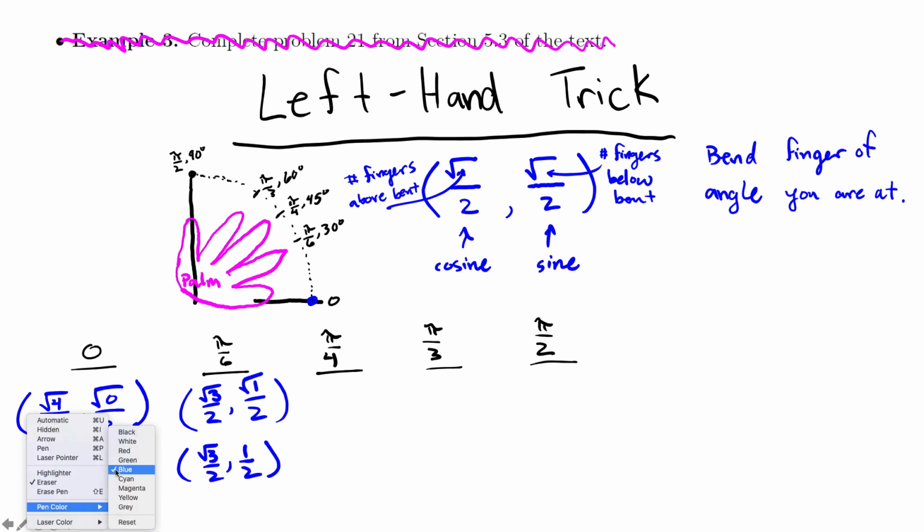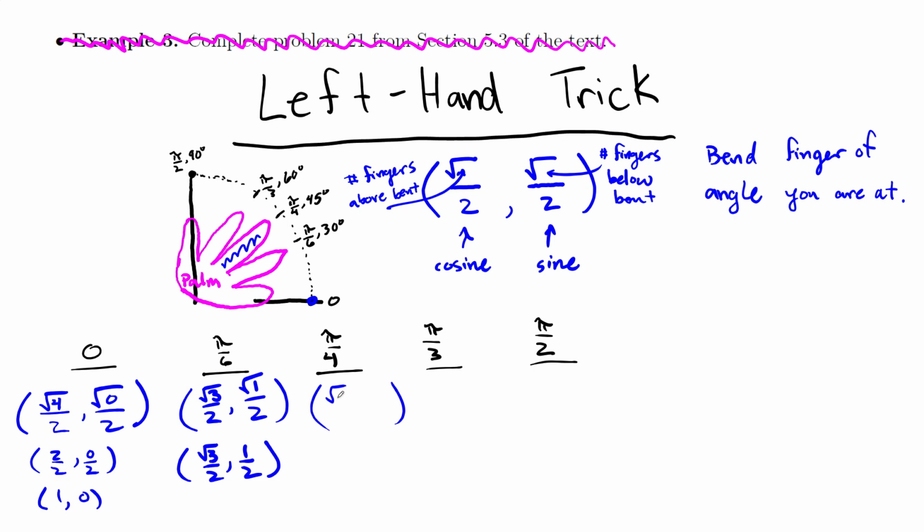All right, then the next one, I bend the middle finger, square root of blank over 2, square root of blank over 2, but there are 2 fingers above and 2 fingers below. And so that's already what we want, square root of 2 over 2, square root of 2 over 2. Just remember that anytime you see this 1 over root 2, 1 over root 2, that's also the same thing. You just get this again by multiplying the top and bottom of each fraction by the square root of 2.